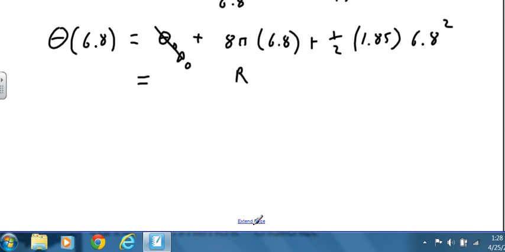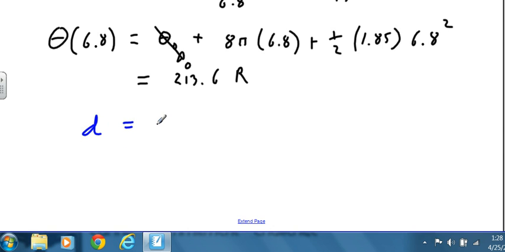Now I have angular acceleration in here already, so I'm going to multiply it. I'm going to go times 6.8 squared divided by 2 plus 8 times pi times 6.8, and I'm going to come up with 213.6 radians.